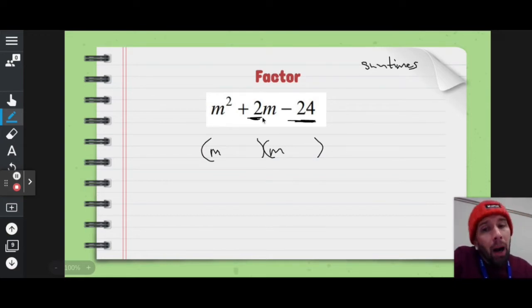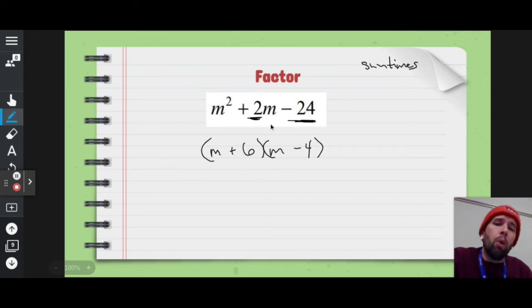I'm going to have a positive number and a negative number that I have to come up with. Why? Because if the two numbers that I have to multiply to get a negative is a negative, then one's got to be positive and one's got to be negative. So I'm thinking 6 and 4. Now, is there a way I can combine a positive and a negative, 6 and 4, to make 2? Sure. If I add 6 and negative 4, those two add up to make positive 2 and multiply out to make negative 24.